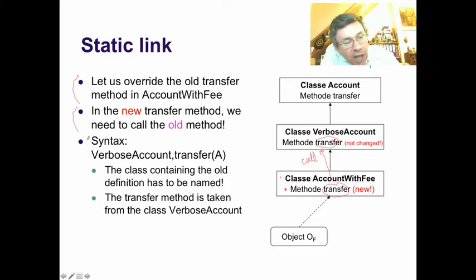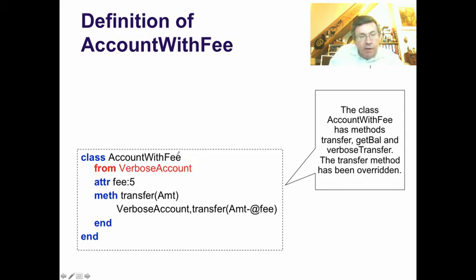Well, this is a different kind of link called a static link. And in Oz it's written as verbose account, which is the class of the old definition, comma, and then the name of the method. So you have to name the class in which you want to look at the old method. So that means we call the transfer method in verbose account. Okay? So with that, account with fee looks like this. The method transfer amount calls the transfer method, the old version, in verbose account, and the amount that it transfers is actually amount minus the fee.